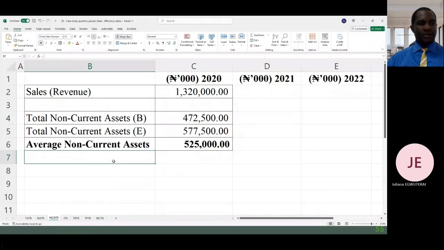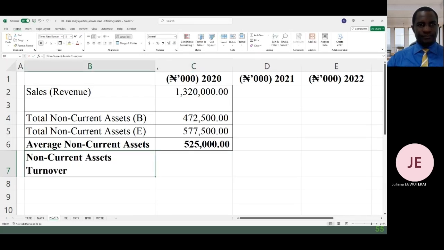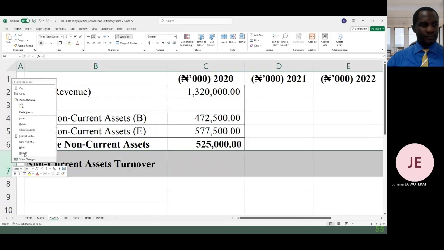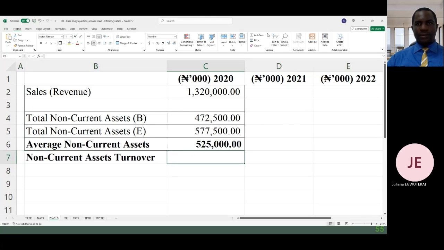All right, so let me calculate for the first year non-current assets turnover. That will be sales revenue divided by our average non-current assets. That will be 3 times. Wow, 3 times. Incredible. So we have non-current assets turnover.